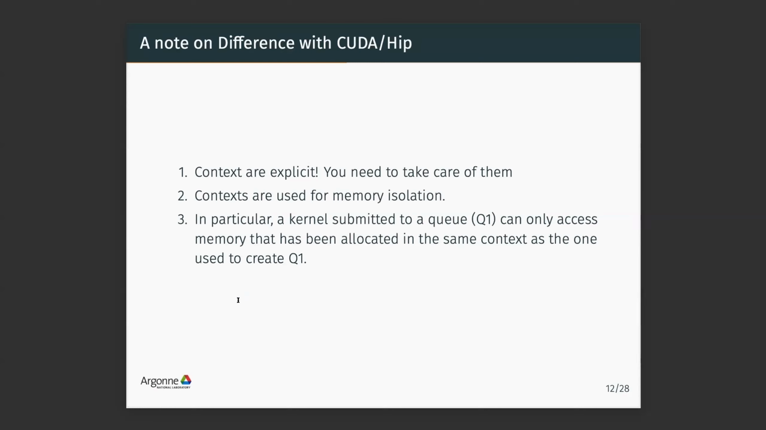Like I said before, the difference between CUDA and HIP is that contexts are really explicit. Contexts are really important. They're an important piece of understanding. They are used for memory allocation. So the big impact is, in particular, if a kernel was submitted in a queue, for example Q1, it will be able to access only memory that has been allocated on the same context as the one used to create Q1. I will show you some examples to see if it is clear or not.